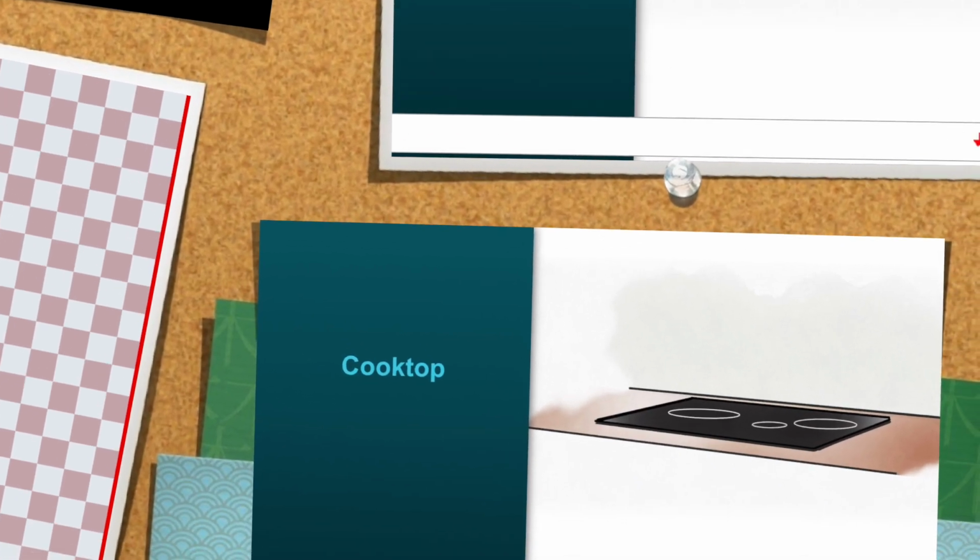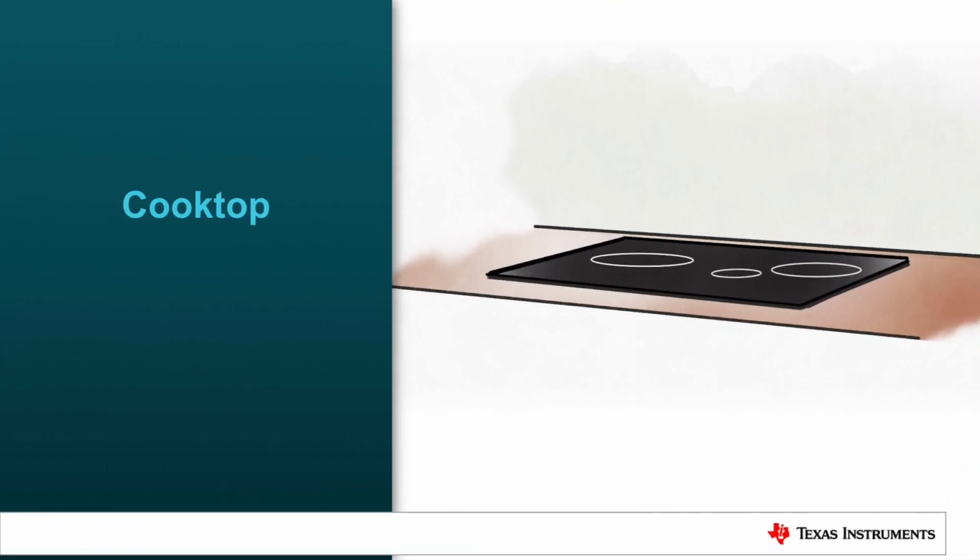The cooktop is an appliance that typically has a small control panel, very likely monochromatic today. And the point here is that it would be ideal to provide a beautiful control panel that goes above and beyond just one color. Let's see how DLP Pico technology helps with this challenge.